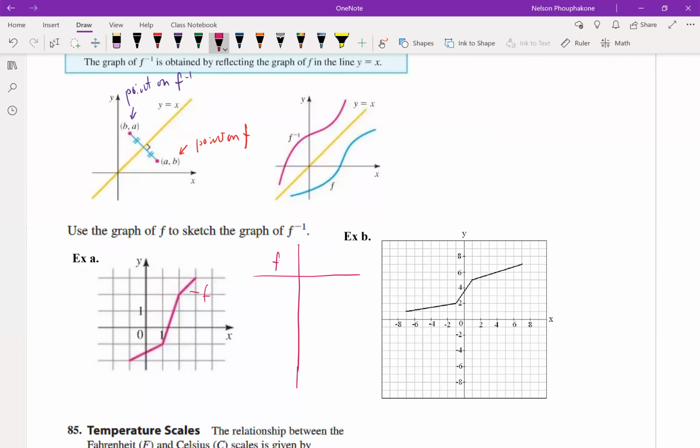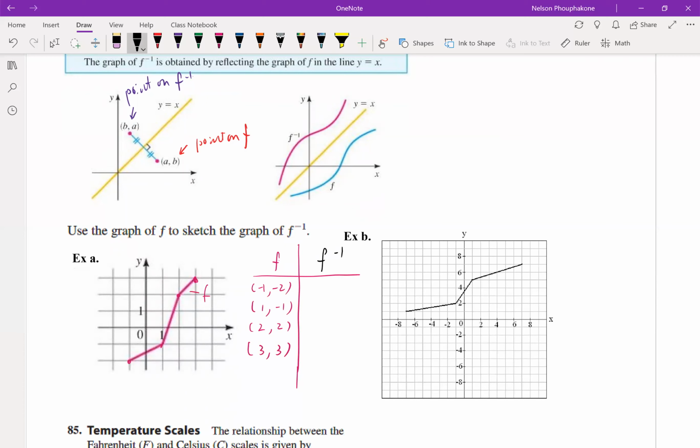So we have (-1, -2), (1, -1), (2, 2), and (3, 3). You will see that I found all of those points right here. And now, how about its inverse?